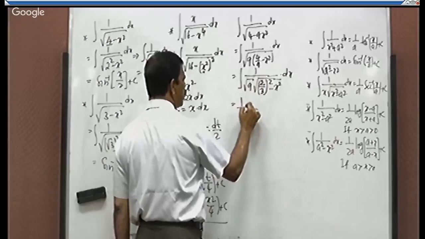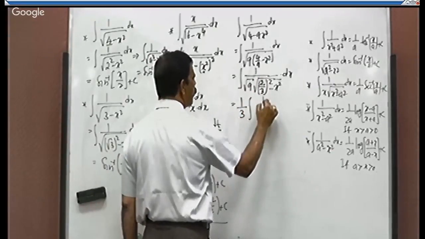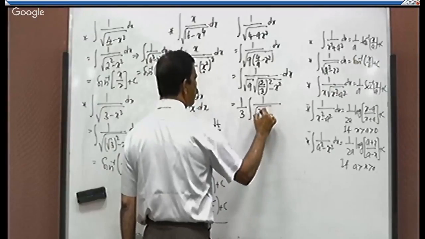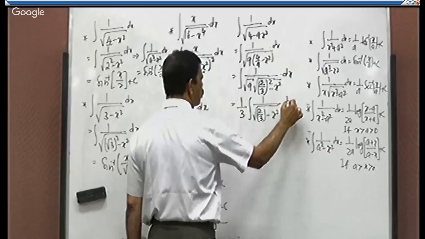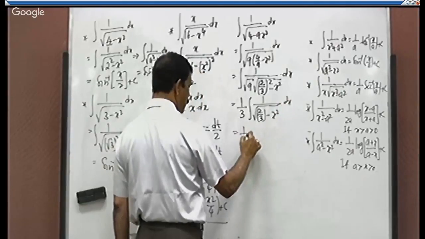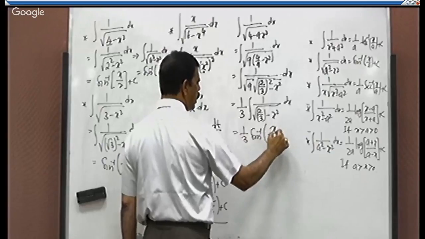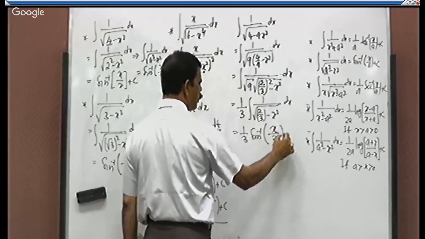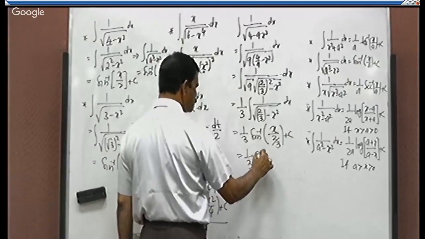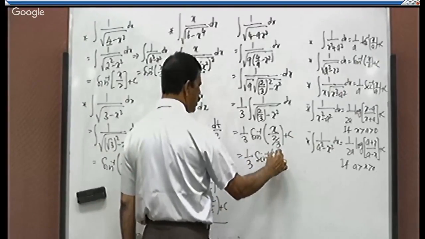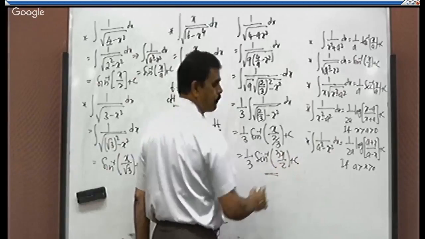What is root 9? It is 3. Therefore, I will take it as 1 by 3 into 1 divided by root of a square minus x square into dx. What is the answer for this? Sine inverse of x by a, a is 2 by 3, plus c. That is 1 divided by 3 into sine inverse of 3x divided by 2 plus c. Right?